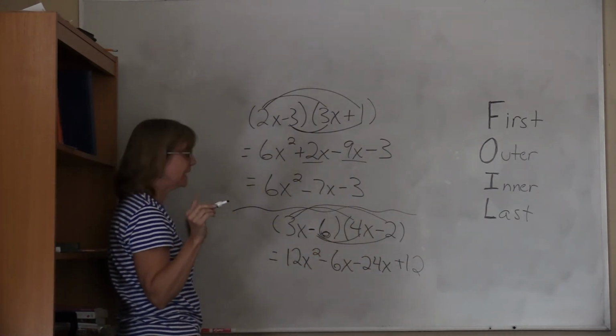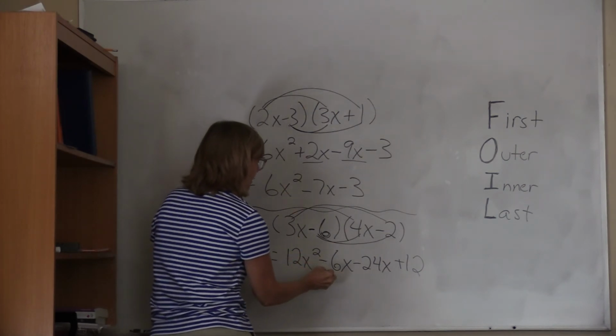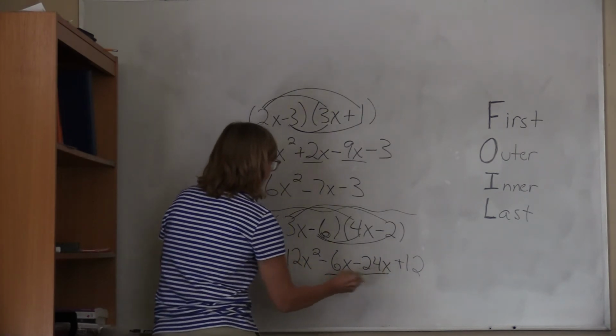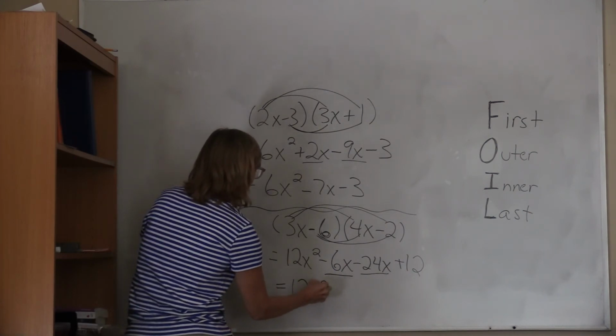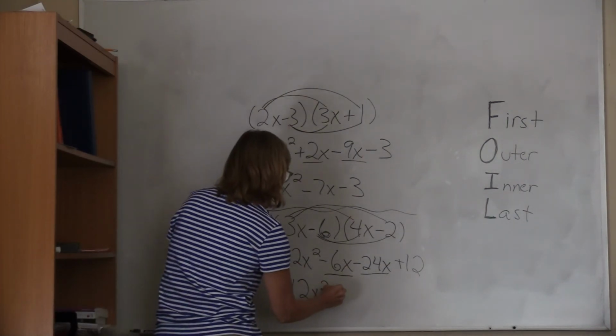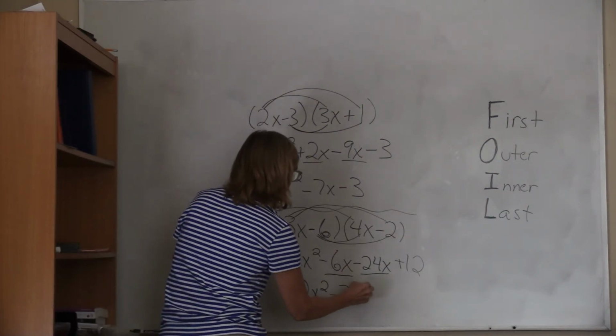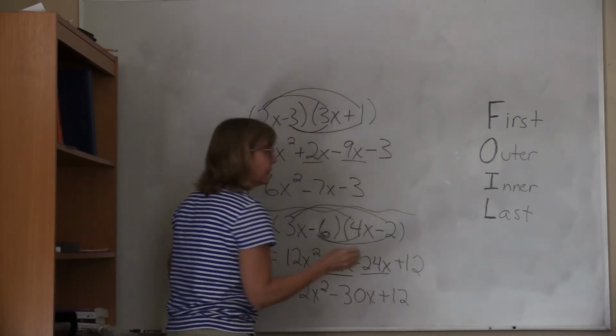Again, your calculator, guys, be sure you use that if you get concerned on these rules. Combine like terms, I have a negative 6x and negative 24x, so my final is going to be 12x squared, negative 6 minus 24 is going to give me minus 30x plus 12.